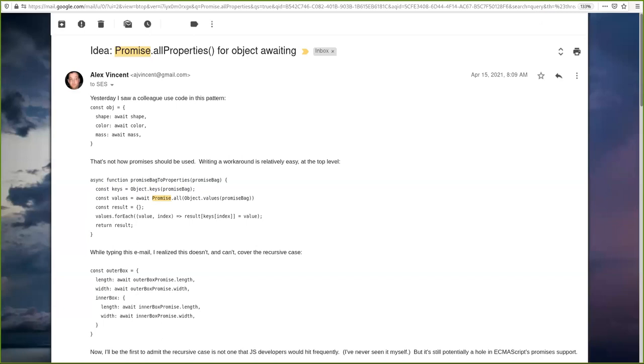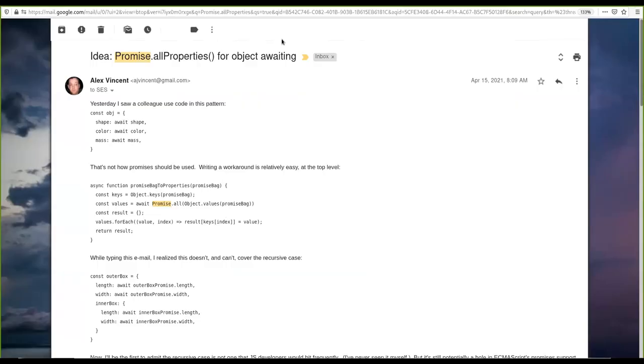Alex, can you start with recapping what the proposal is? I certainly can. So basically, I'm sharing an email thread that I started a couple months ago in the SES strategy email list. I saw some code that came across my screen where we would be defining an object in an asynchronous function, but we would have to await individual properties. And that bothered me. It's not how promises should be used. It's legal, but it's not the way that asynchronous operations should happen.